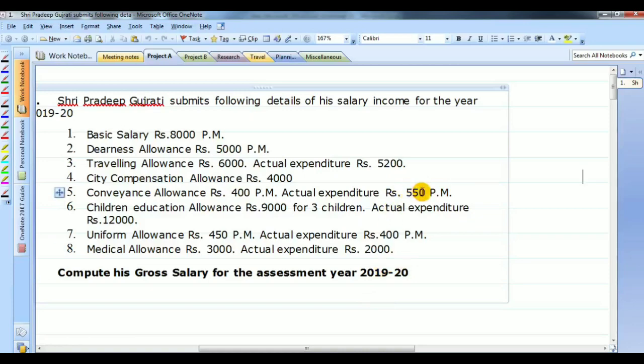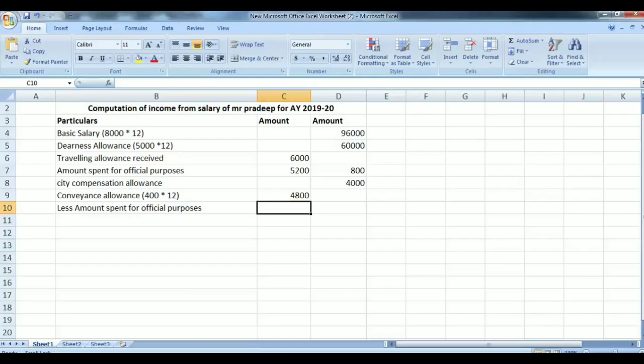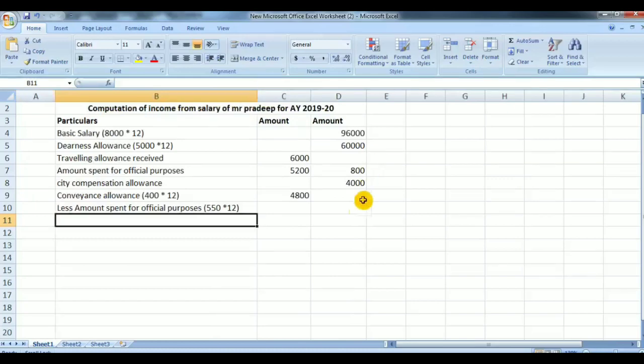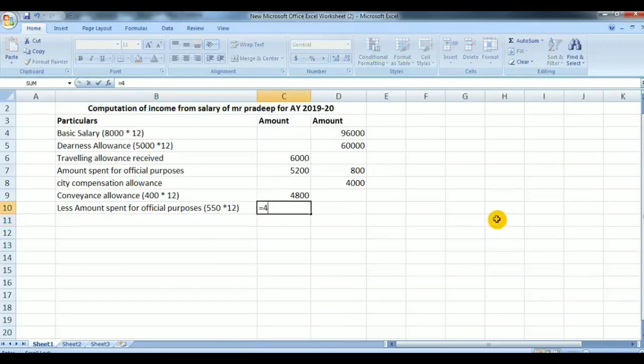Now see, the actual expenditure is greater than what we have received. So we cannot write negative figures here. We cannot write 550 multiplied by 12 and then reduce that amount from this 4,800. We cannot do that. Why? Because the amount which we will get will be greater than the amount which we have received. What comes? 550 multiplied by 12. See, it comes 6,600. We cannot subtract 6,600 from 4,800.